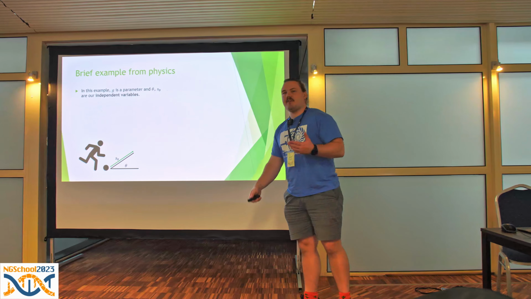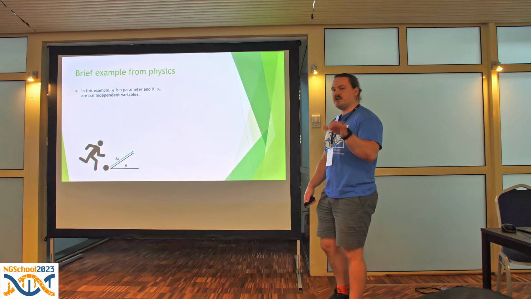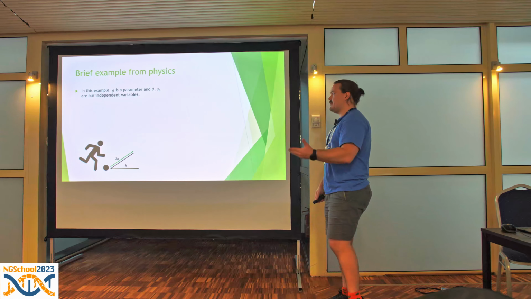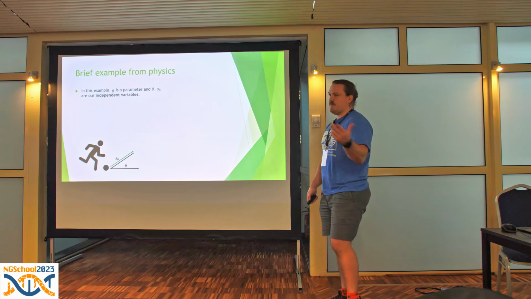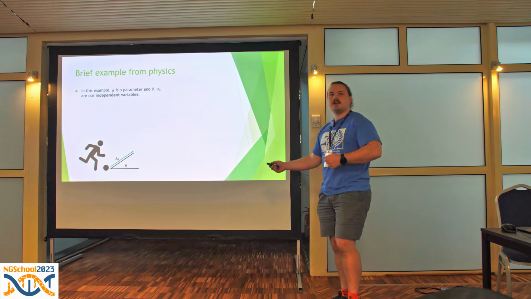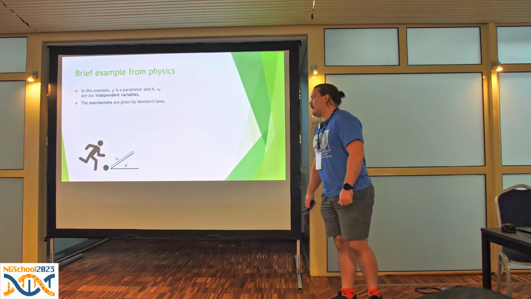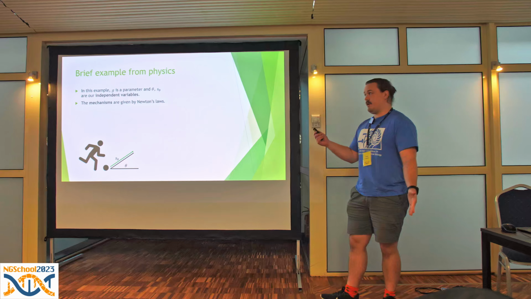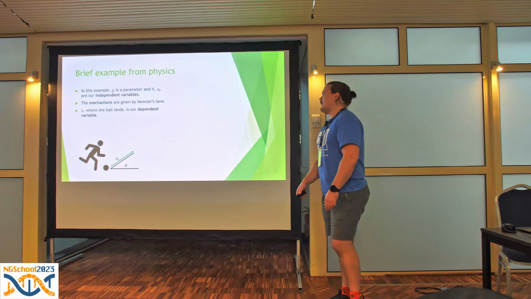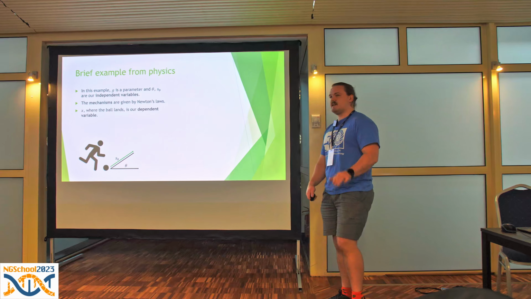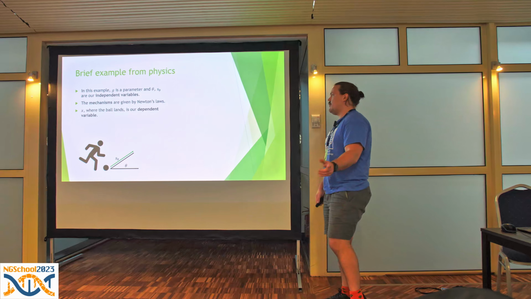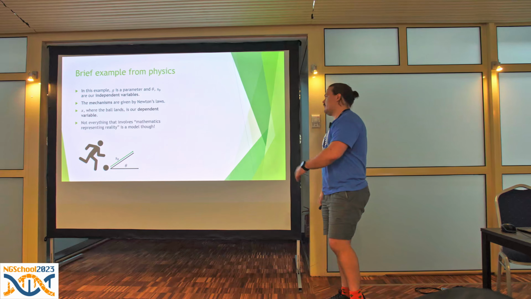So in this example, G, which is the gravitational pull of the Earth, is a parameter, and theta and S are our independent variables, because we can change them however we want. The mechanisms of this model are given by Newton's laws. And X, where the ball lands, is the dependent variable. It depends on the model, the parameters, and the independent variables.